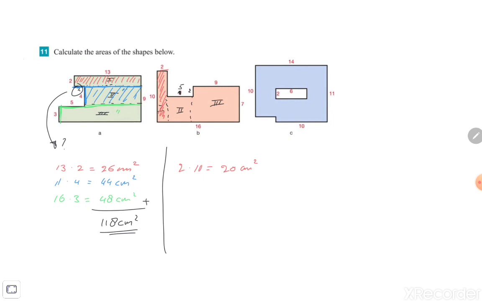Okay, so next one, I'm gonna do part 3 before I do part 2, because that's the easiest one. This is 9 and that's 7. So 9 times 7 is 63 square centimeters.